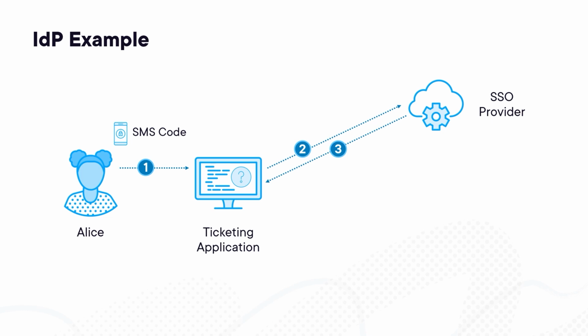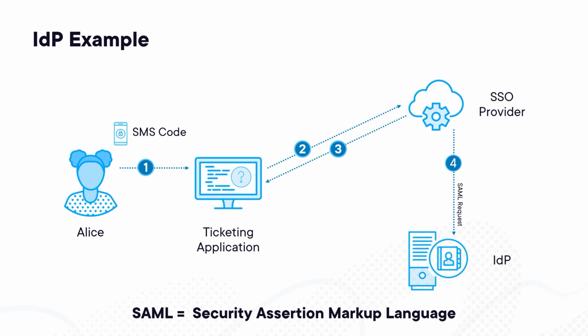Once Alice provides that information, it sends it back to the SSO provider, who then will query an IDP. It'll issue what's called a SAML request to the IDP. SAML is the Security Assertion Markup Language, and it's a standardized way to tell external applications and services that a user is who they say they are. It doesn't authorize, but it authenticates. So it sends that SAML request to the IDP. The IDP will then authenticate and send that SAML response back to the single sign-on provider, who in turn sends that SAML assertion back to the ticketing application, saying, yes, Alice is who she says she is. Go ahead and let her log in to the application.